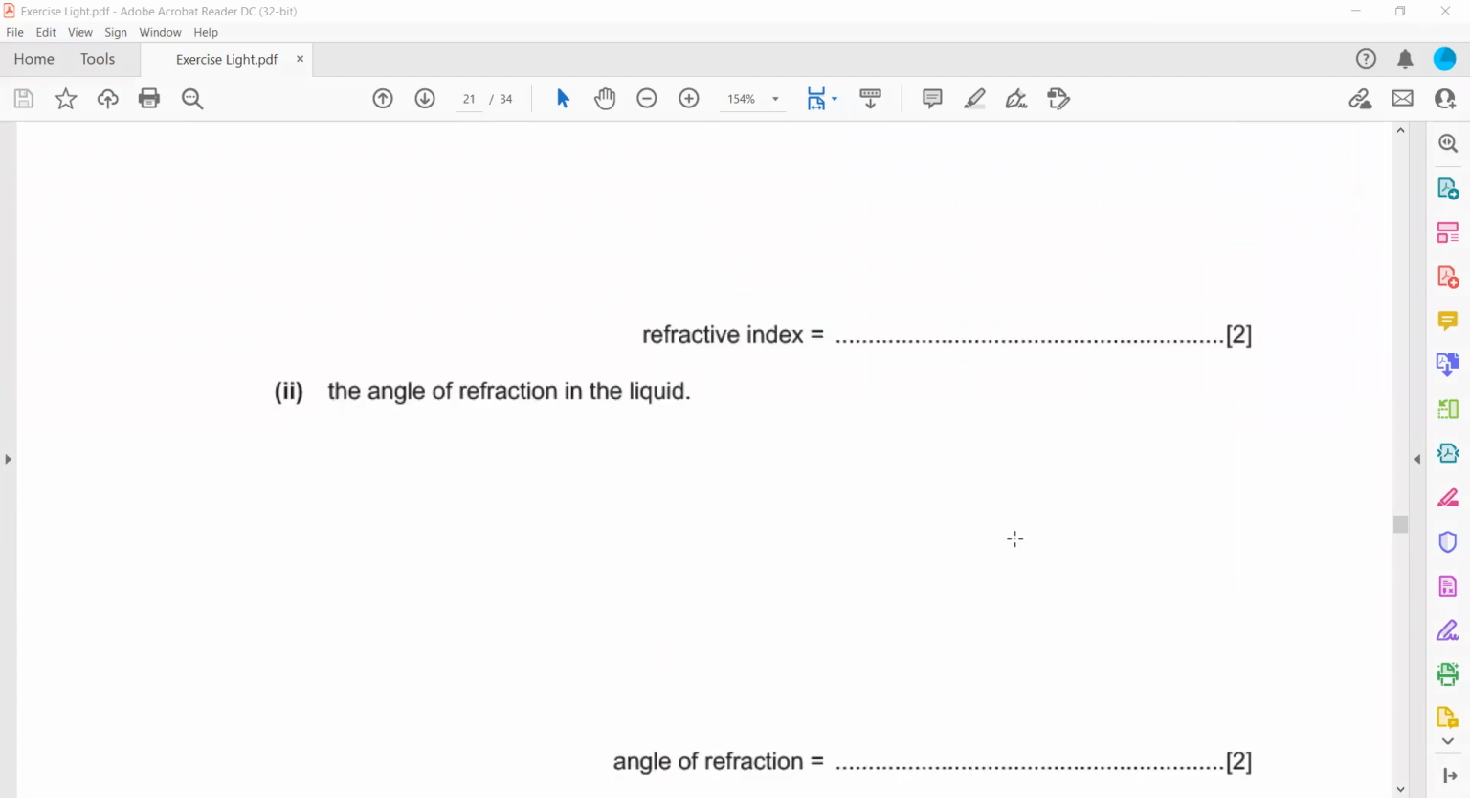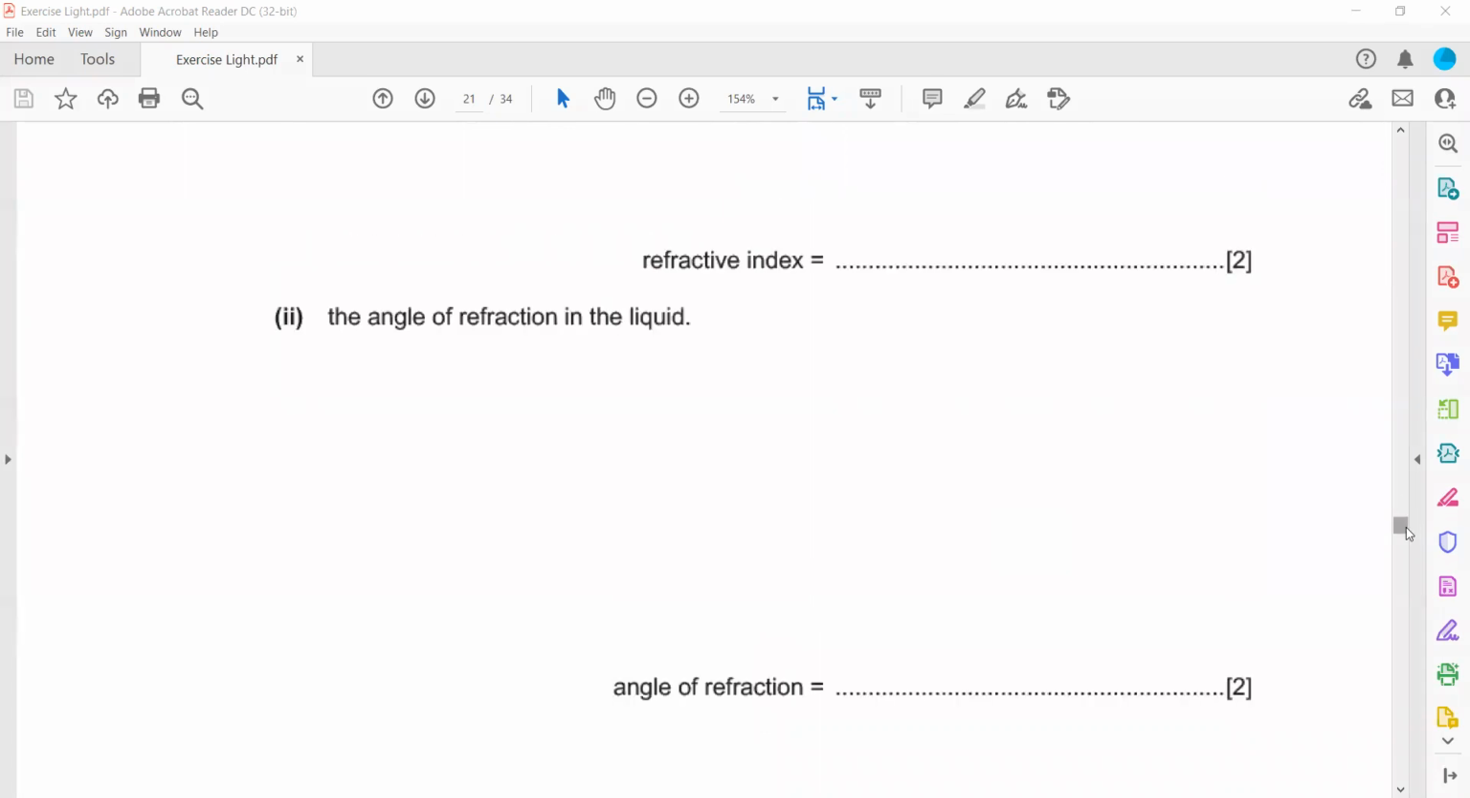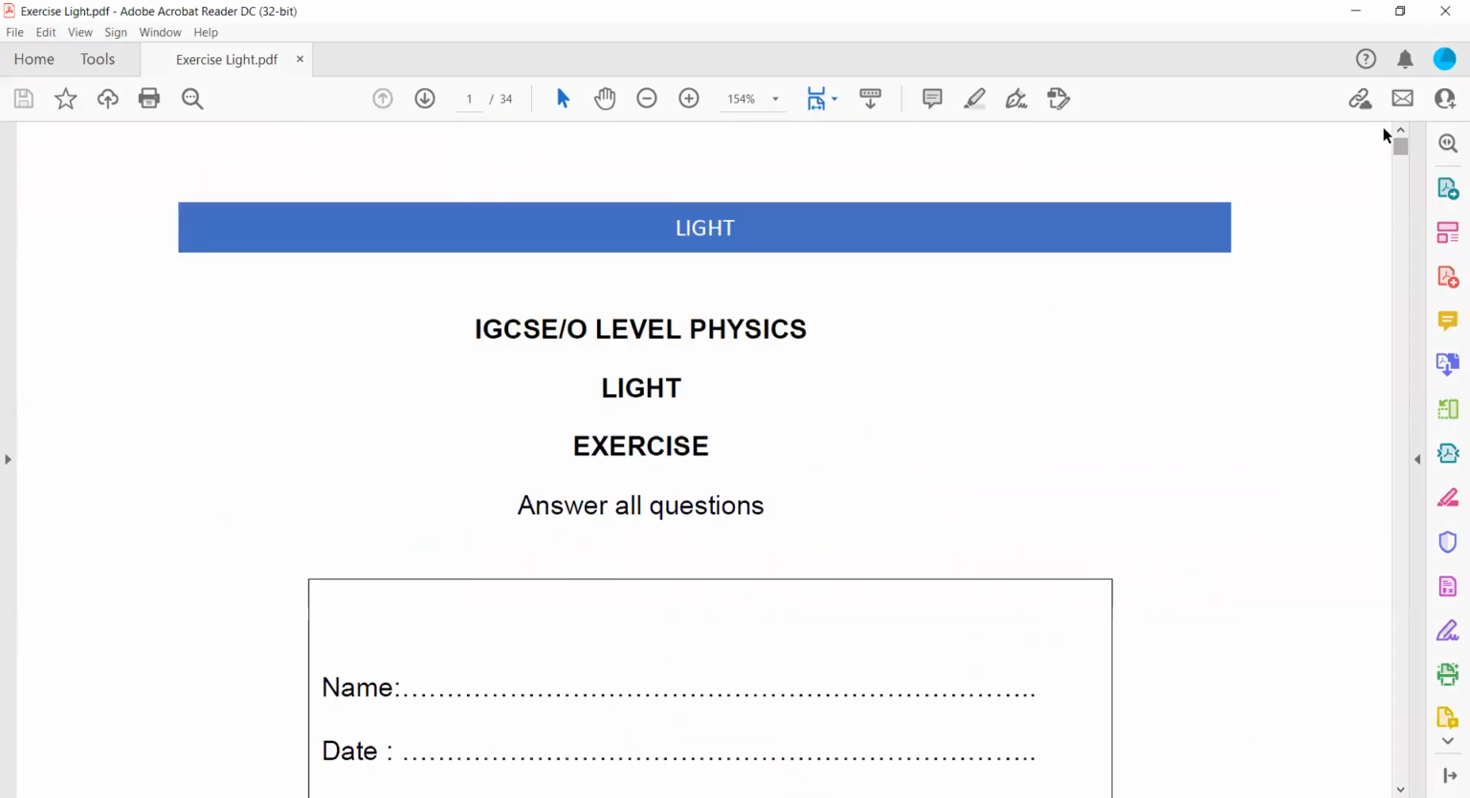Is it clear? So these are some questions related to the topic of refractive index. Sometimes one of the angles is given and you need the second one, and sometimes both angles are given and you have to find the refractive index.